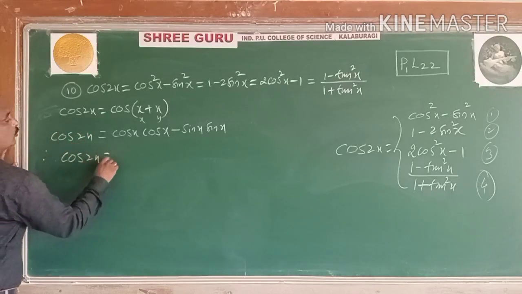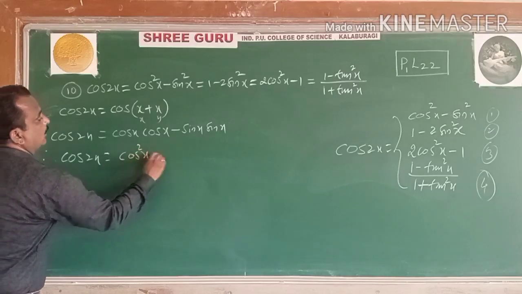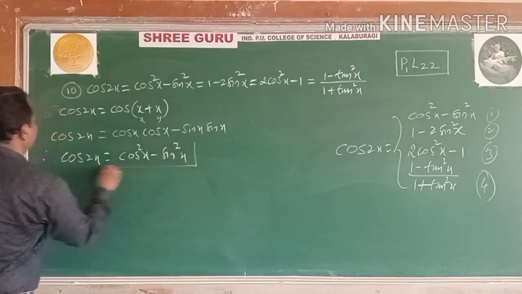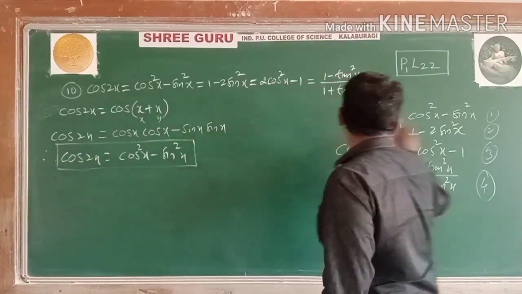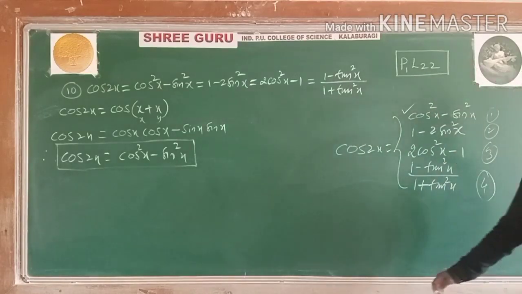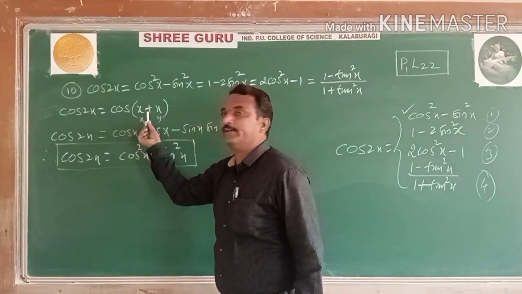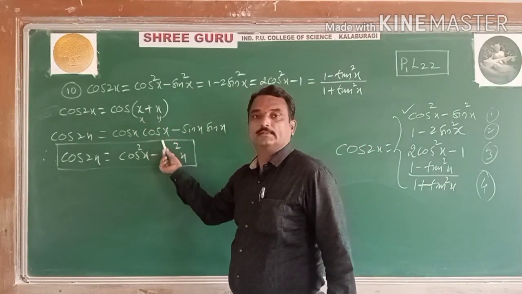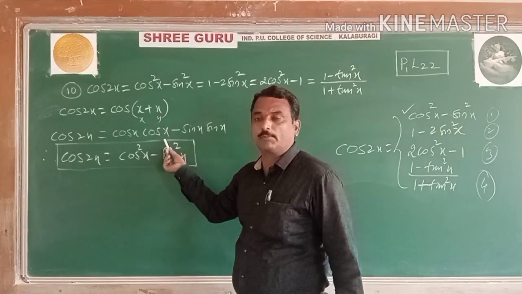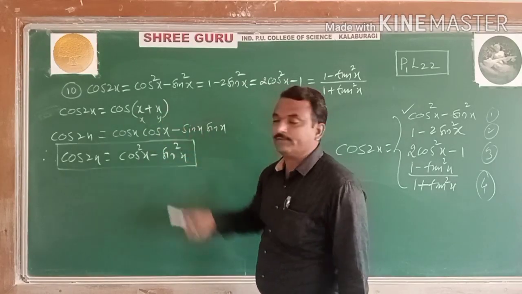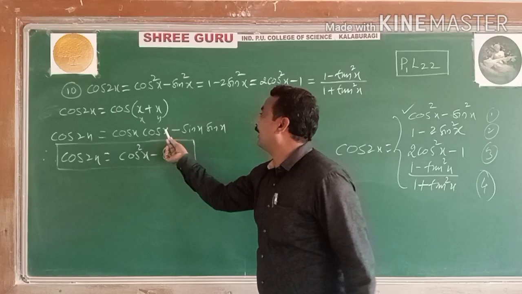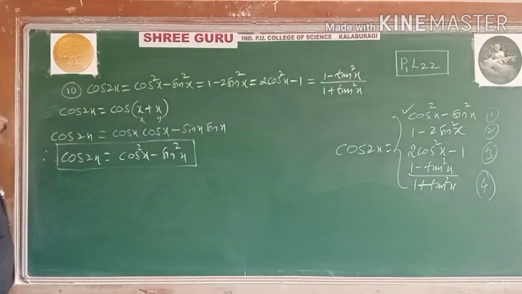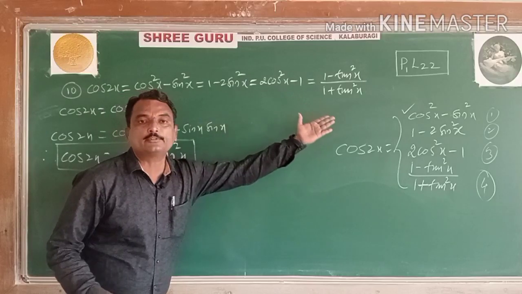Therefore cos 2x equals cos square x minus sin square x. This is the first form, students: cos square x minus sin square x. We have split 2x as x plus x, so cos x into cos y, you have the formula, minus sin x into sin y. Y becomes x here, because of x plus x, so 2x we have taken. So this is cos square x minus sin square x. Now similarly, we will prove the remaining 3 results also.